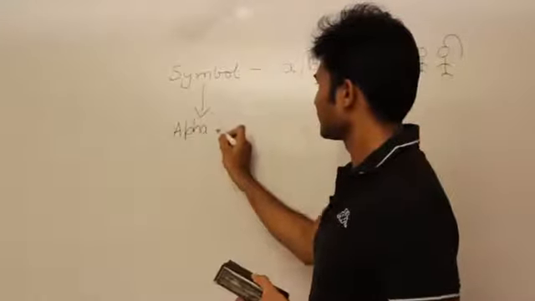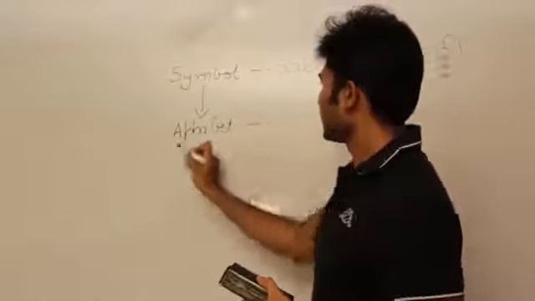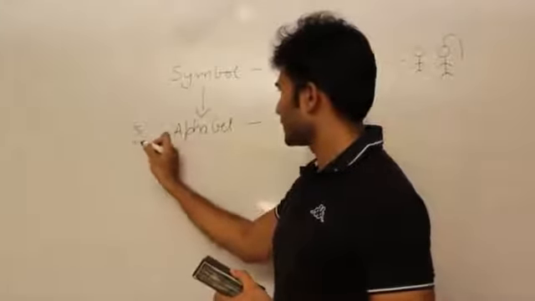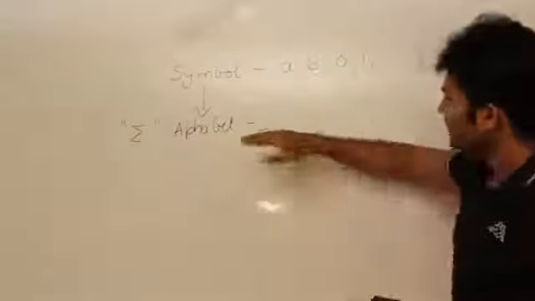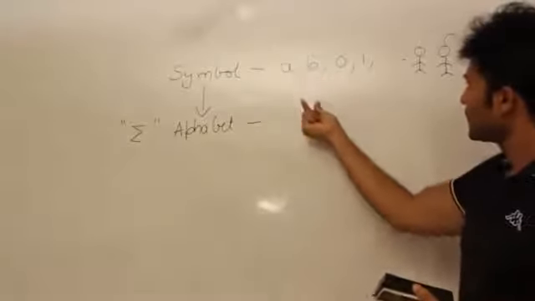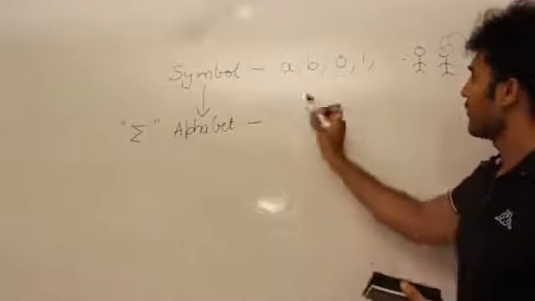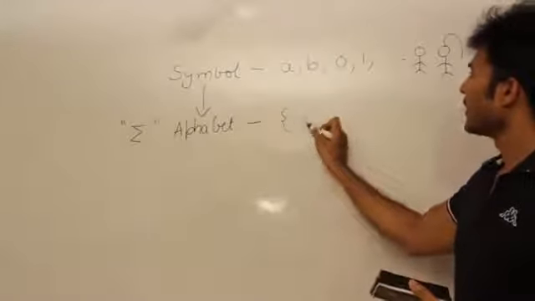From a symbol we can form an alphabet. This is generally represented by sigma. Sigma is also called the alphabet. So the alphabet is nothing but some collection of these symbols. For example, a comma b.